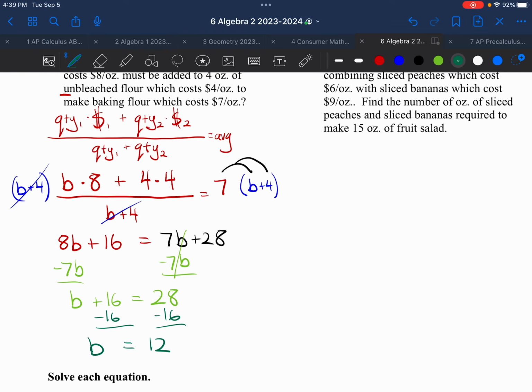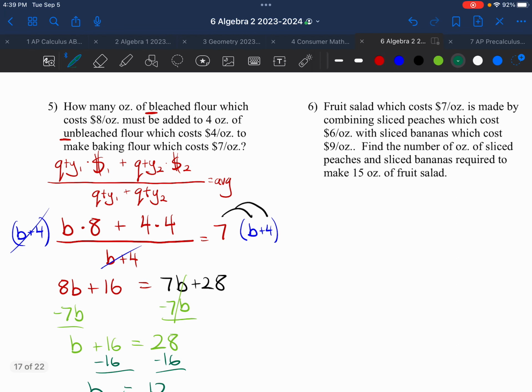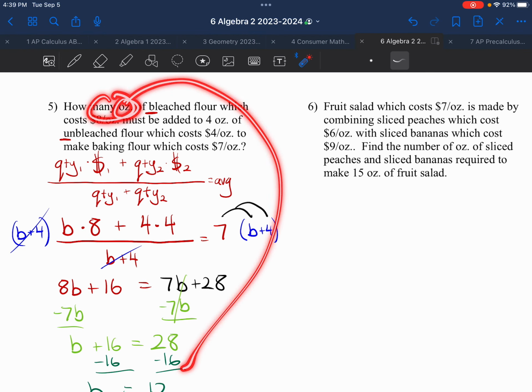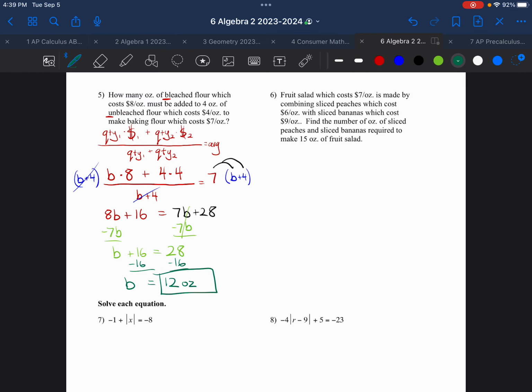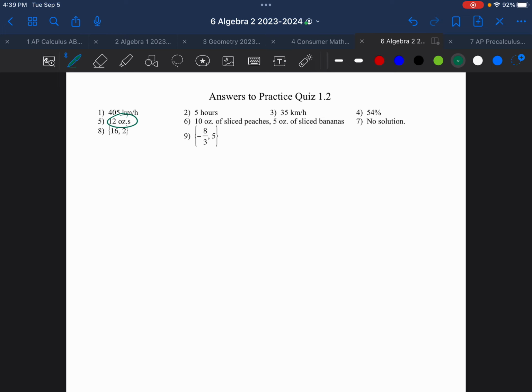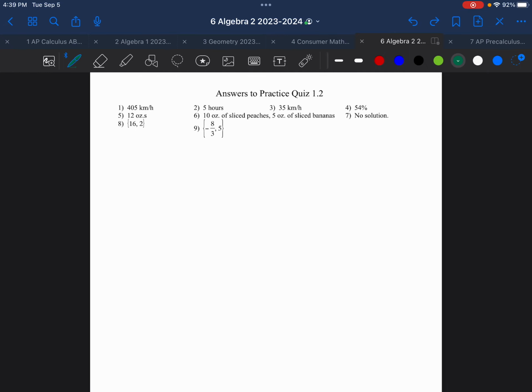What are our units here? It's asking for how many ounces. So ounces are going to be my final unit down here, 12 ounces. So I'll come down here and say this is 12 ounces of bleach flour, if I'm being super perfect, but I don't need to be. So I'm just going to box that, 12 ounces of bleach flour. Perfect. I don't know why there's a dot S there. That's kind of weird, but whatever. All right, let's move on to number 6.